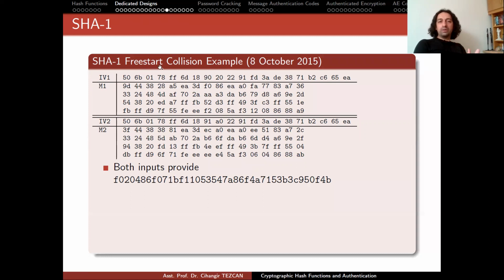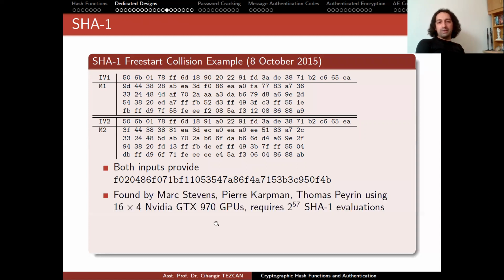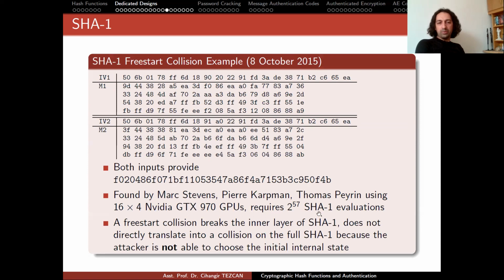So it is not a real collision, but the aim of the authors was to show that they can find a free start collision by performing 2 to the 57 SHA1 operations by using 64 GPUs. And they are saying that if we have more GPUs or faster GPUs, we can also find a collision for the real SHA1. So this was very important, and they were right actually.